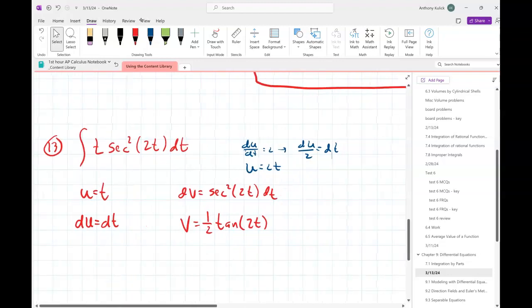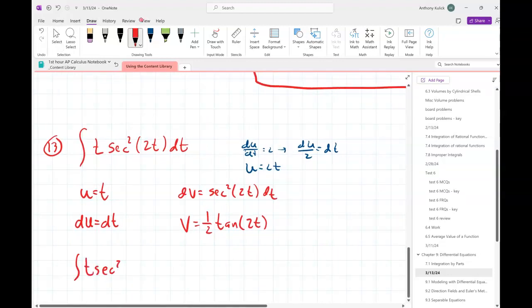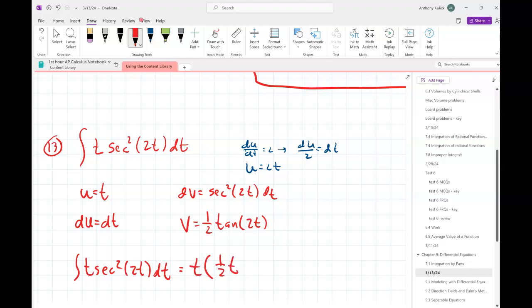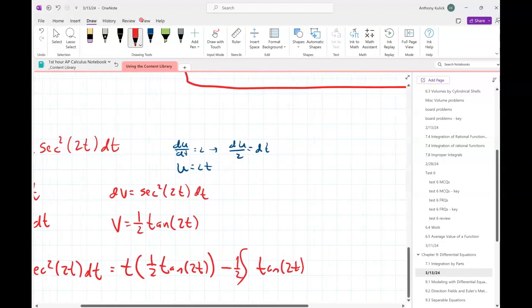Okay. So what do we have here? We have our starting problem equals u times v minus the integral of v du.